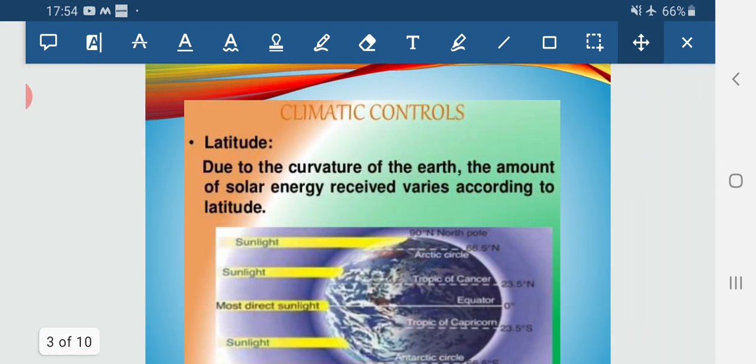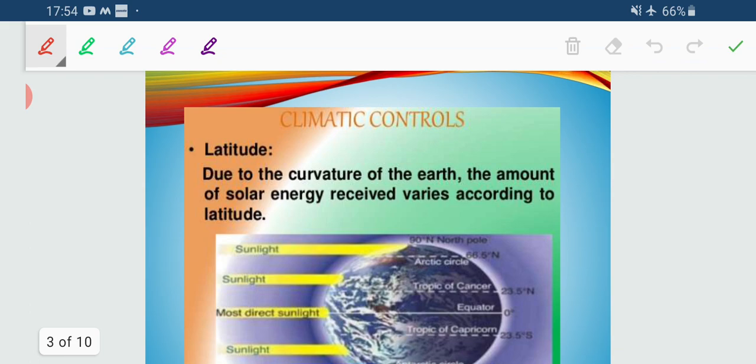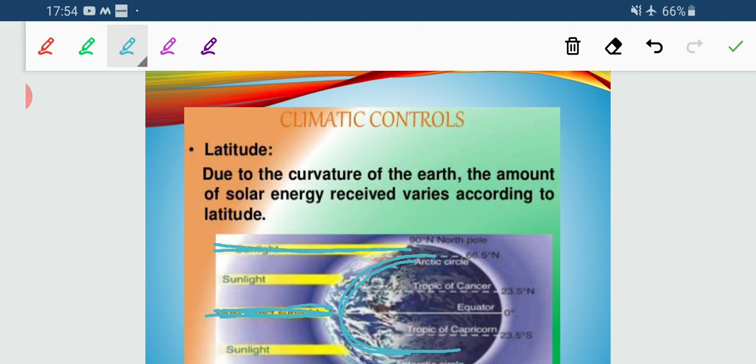Now you can see the picture of a globe over here. Due to this spherical surface of the earth, the sun rays have to travel a comparatively shorter distance in this part, and they have to travel more distance in the polar area. In the equatorial region, the distance to be covered by the sun rays is very less, and in the polar areas it is more. So what does this indicate?